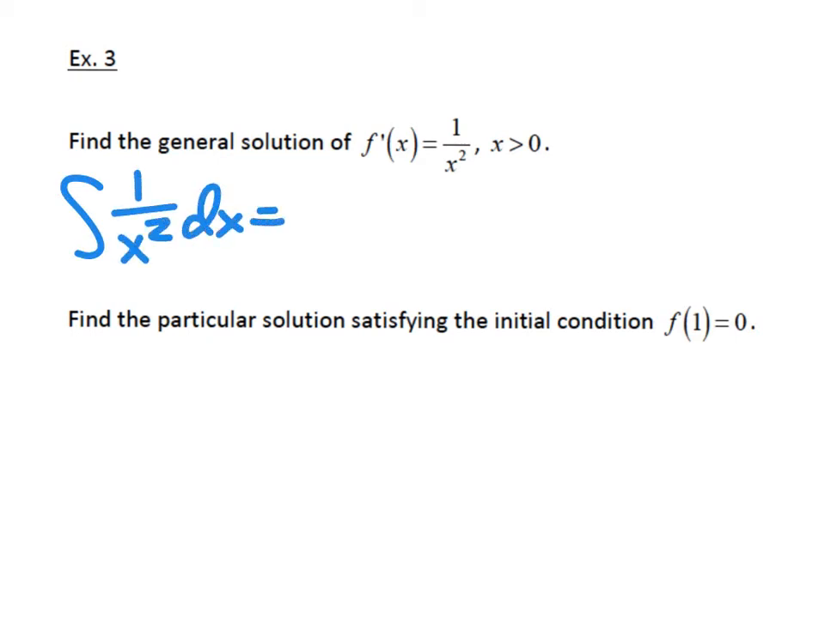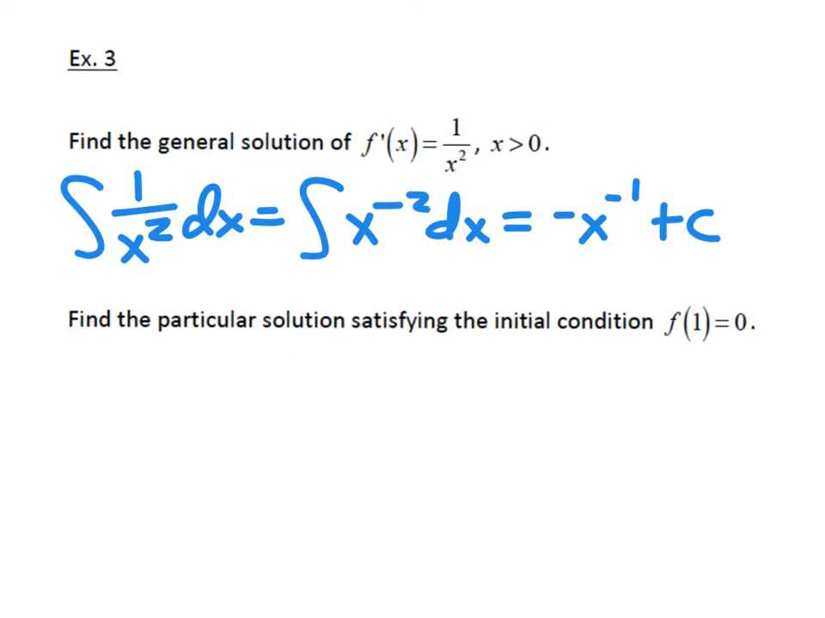Well, that's a fraction, so I'm going to have to rewrite that with a negative exponent, so I can actually integrate it. When I integrate it, my answer is going to be negative x to the negative 1 plus c. So my general solution finds the original equation f of x, but we don't know what the original constant number is, so we have a plus c at the end. So what I have written in green is what we call the general solution.